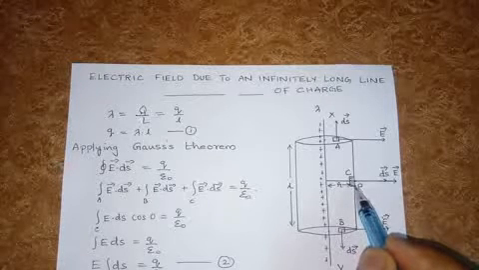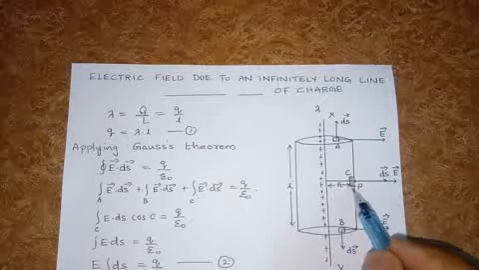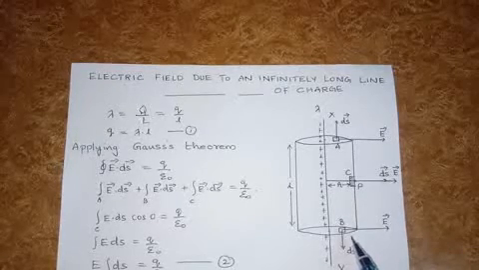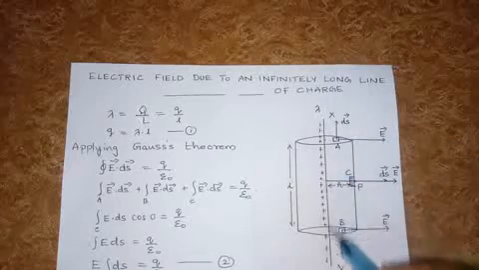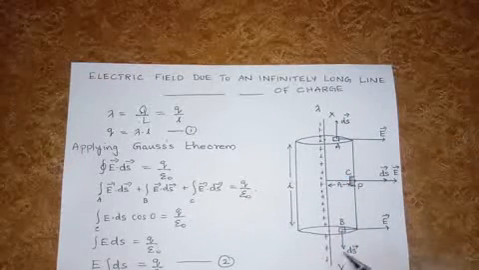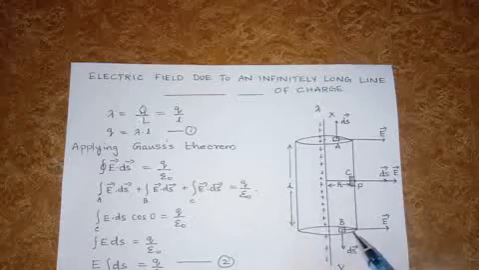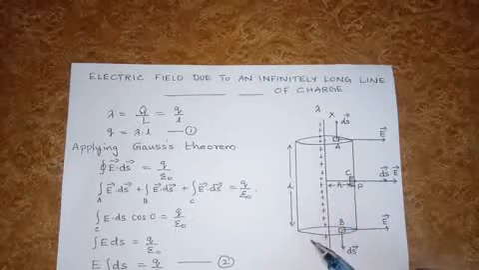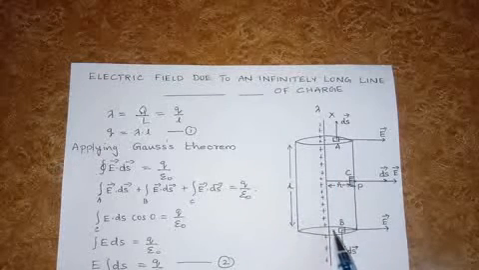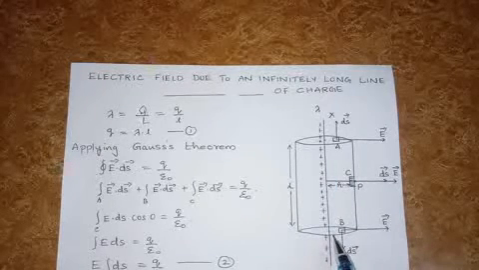In order to find electric field using Gauss's theorem, I need to construct a Gaussian surface. In this case, it is a case of linear symmetry, line symmetry. So I have to construct a Gaussian cylinder of base radius r and height L. So this is that Gaussian cylinder of base radius r and height L.